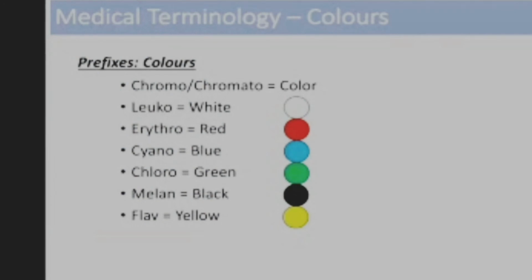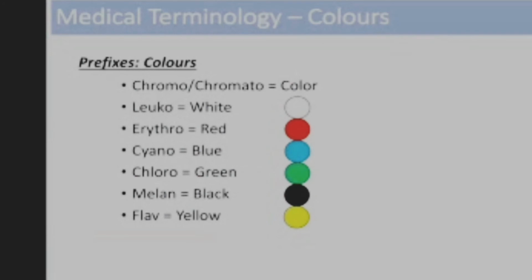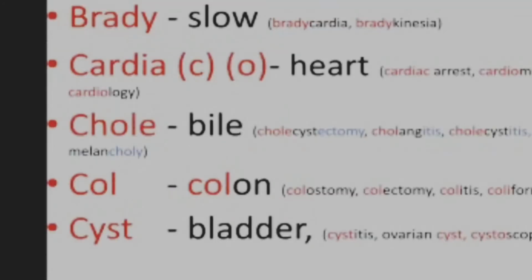Now coming to some of the colors, prefixes like chromo stand for color. So when we talk of white blood cells, WBC, it's leuco. When we talk of red blood cells, erythrocytes. When we have cyano, it's blue, chloro is green, melano is black, and flav is yellow. It's rarely found, this color, but they all stand for the colors.